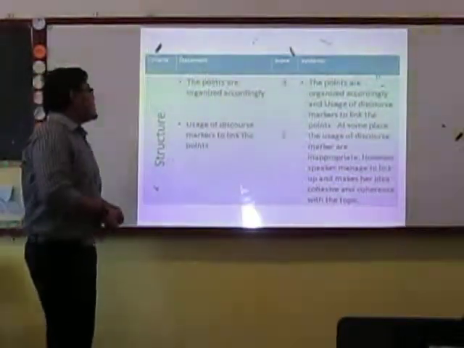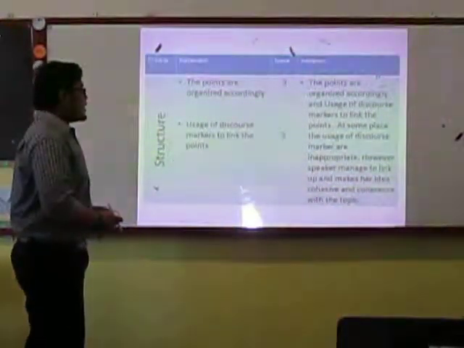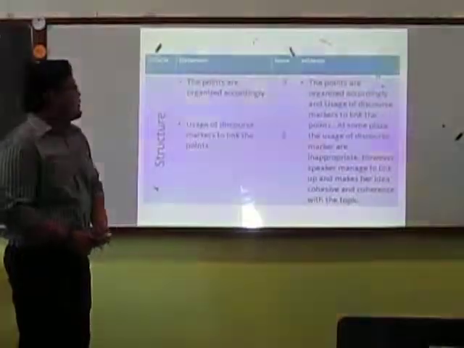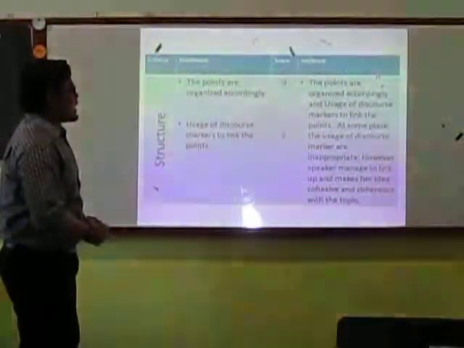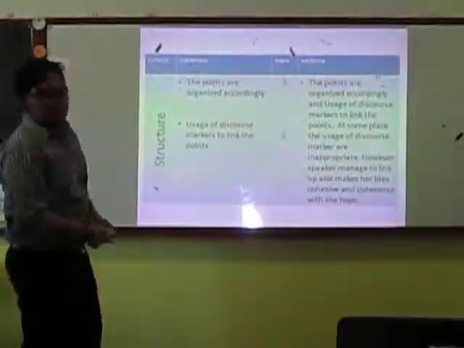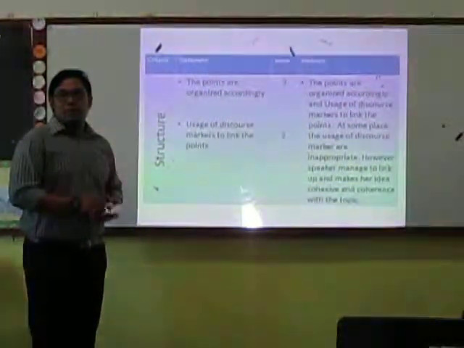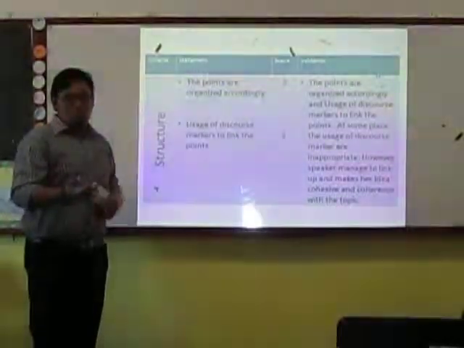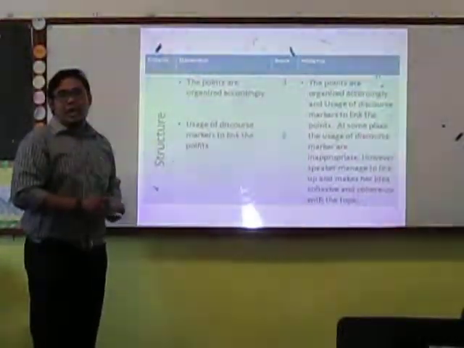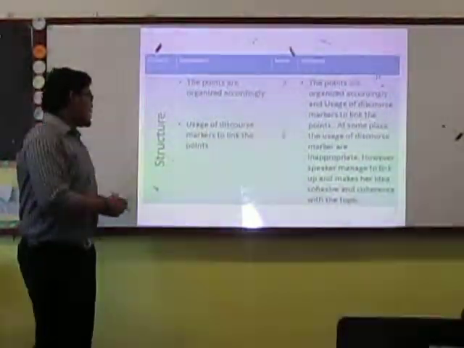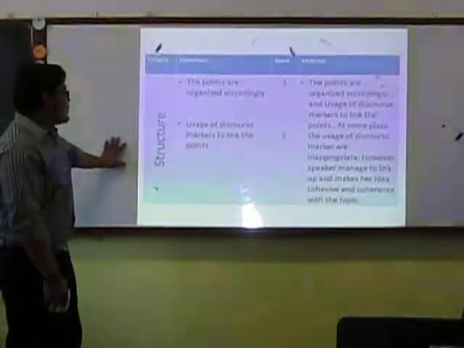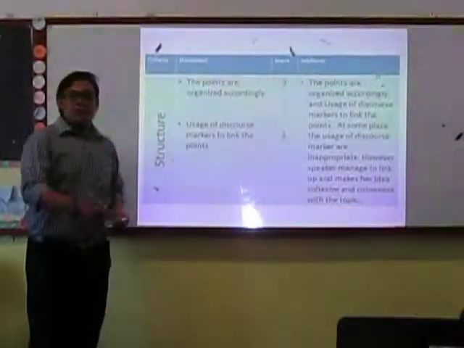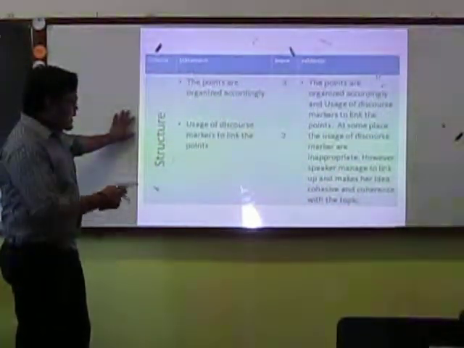For the first statement, the points are organized accordingly. In this statement, the speaker managed to score 3 out of 5. The evidence is that the points are organized accordingly, with usage of discourse markers to link the points. She managed to use proper discourse markers to link the evidence and make it much easier to understand. The second one is the usage of discourse markers to link the points. As I stated before, the candidate has used proper discourse markers to link up the ideas.